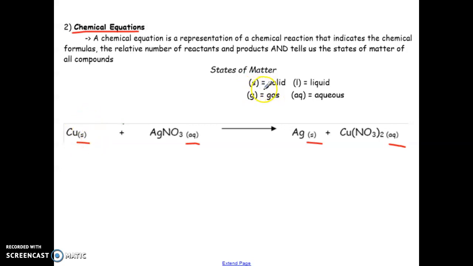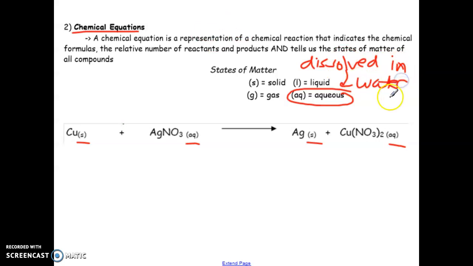So the little s represents solid. Notice copper is a solid and silver is a solid. It makes sense, they're metals. A lowercase l is liquid. A little g is gas. And aq represents aqueous, which we've seen already when we looked at acids. This means dissolved in water. So you're probably thinking, well, aq is only used for acids.